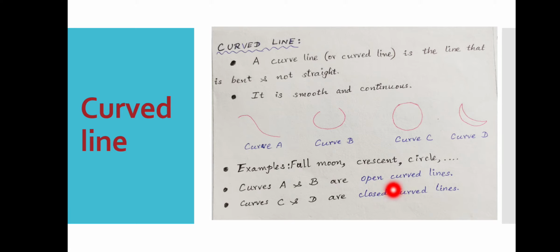We have learnt the definition for open curved lines and closed curved lines under curved line. See, real life examples are full moon, crescent, circle, semicircle, and many more are there.